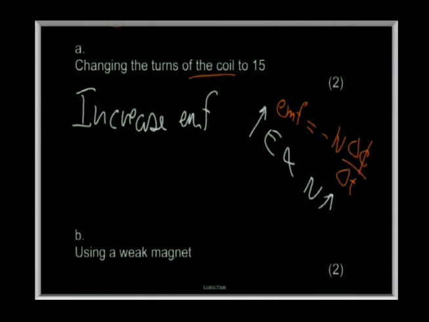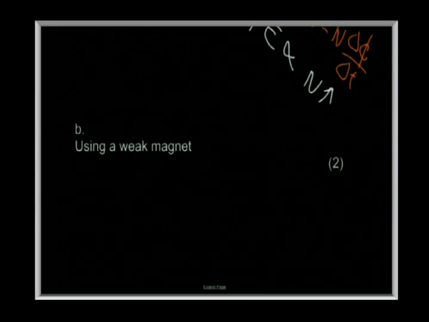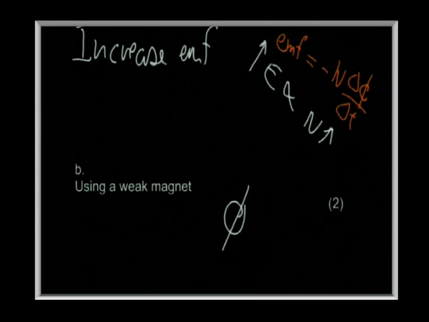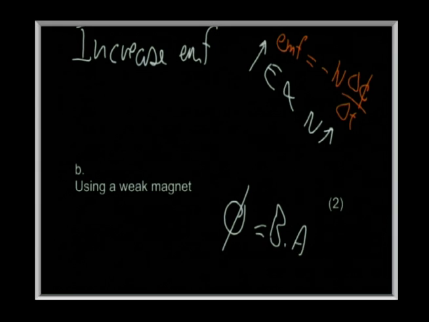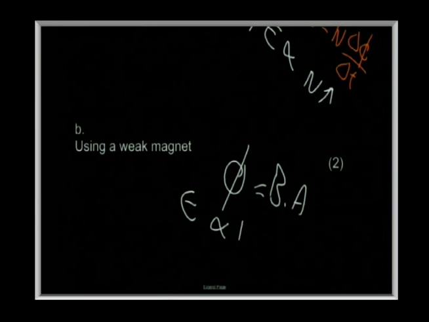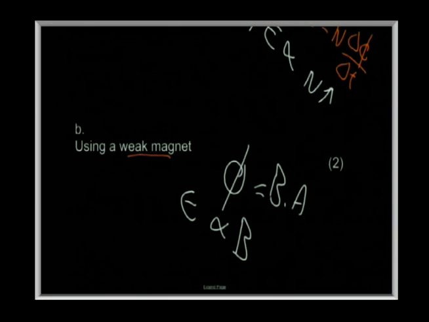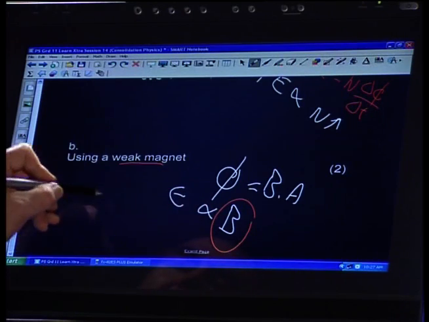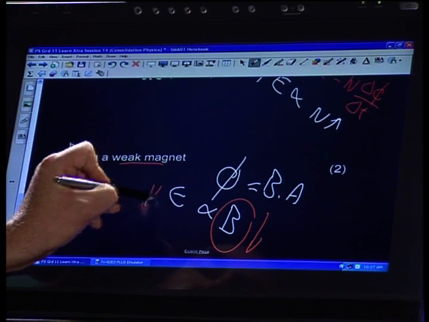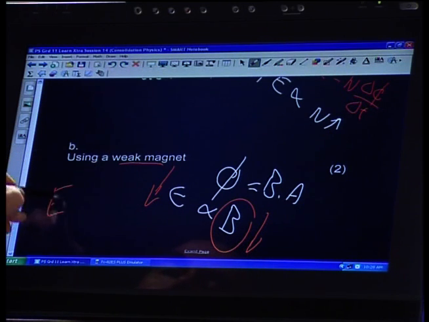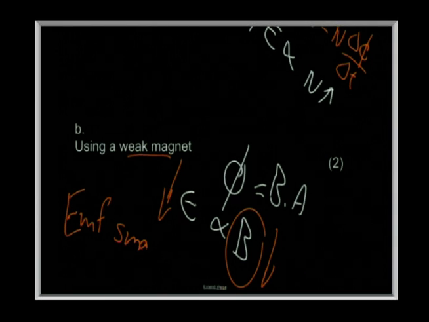Next part, using a weak magnet. Well, look, we know that phi is equal to B times A. So that tells us from that equation that EMF is directly proportional to B. So if we change the strength of the magnet, we're changing the B value, and if we make that less, then EMF is going to be less. So EMF will be smaller if we use a weak magnet.